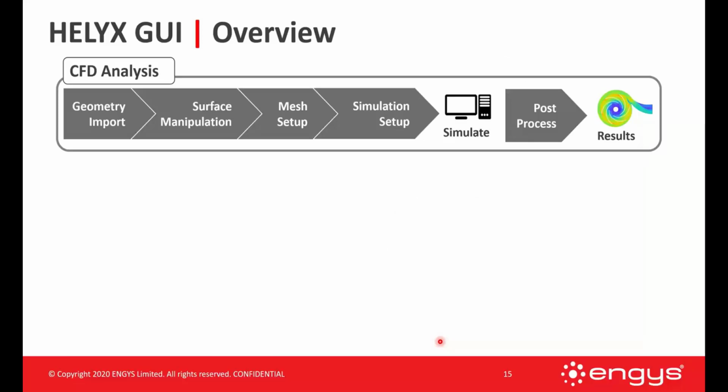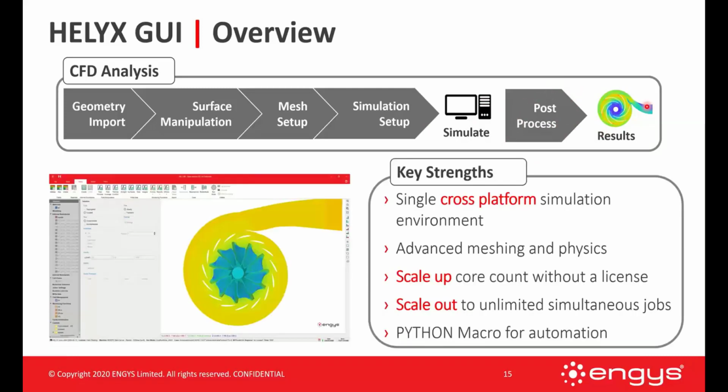So back to the overview of the CFD process, I'll refer to this quite a bit. Within HELYX, we're able to start with geometry import, go through surface manipulation, split surfaces, scale them, rotate them, turn them into different boundary conditions, create cell zones. Then we move on to mesh setup, simulation setup. We can actually launch and perform the simulation directly from the graphical user interface. And then we can do post-processing within the View tab to obtain results.